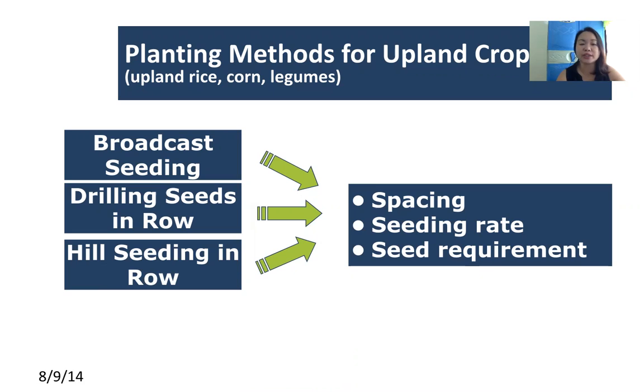This is in continuation of our chapter on planting methods, and this time we're going to finish the chapter on planting methods for upland crops. When we say upland crops, this includes rice, corn, and legumes, since there's also upland rice. There are ways on planting methods for upland crops that include broadcast seeding, drilling seeds in a row, or hill seeding in a row. And this entails spacing, seeding rate, and seed requirements.